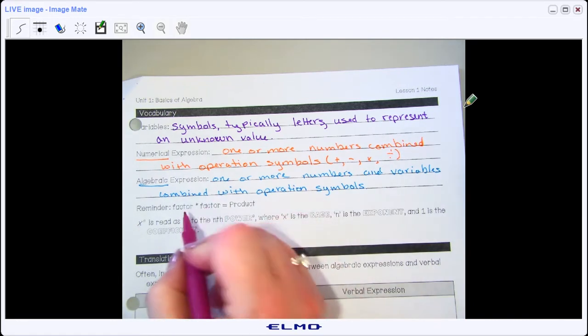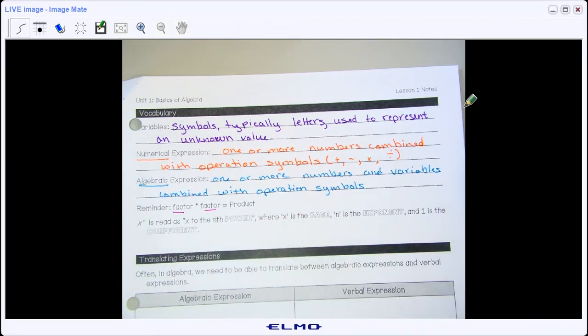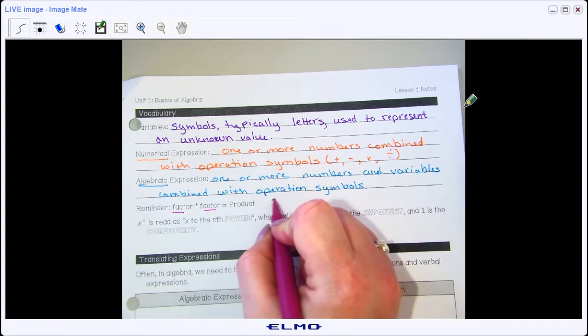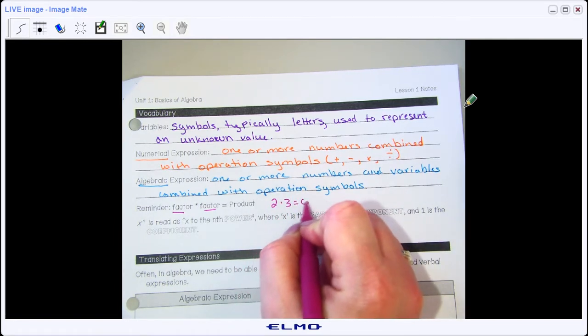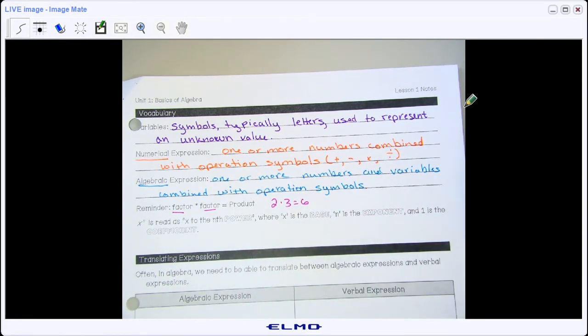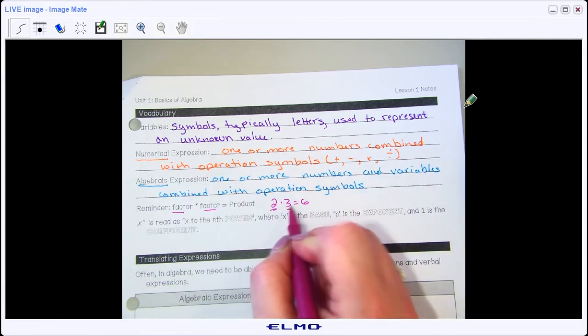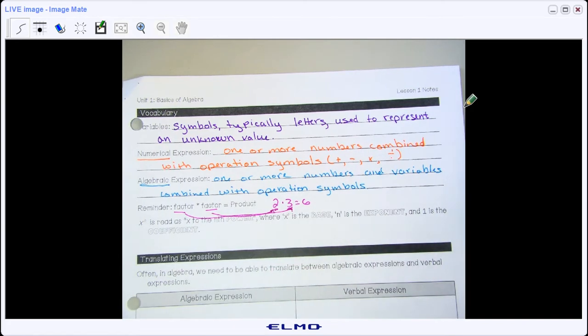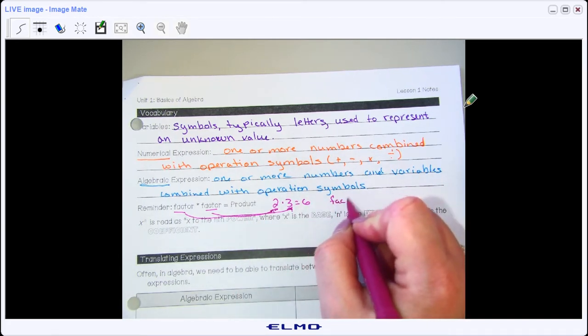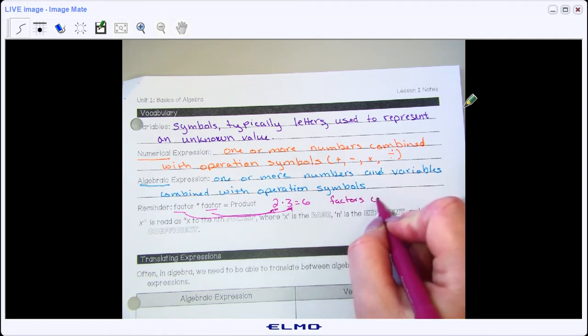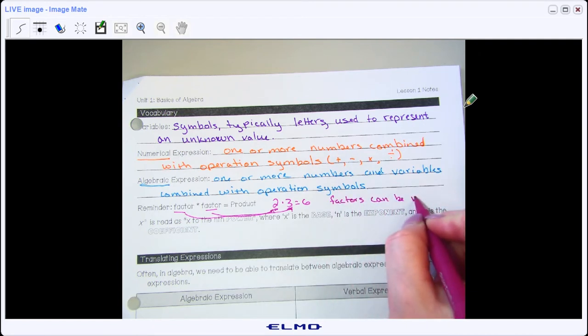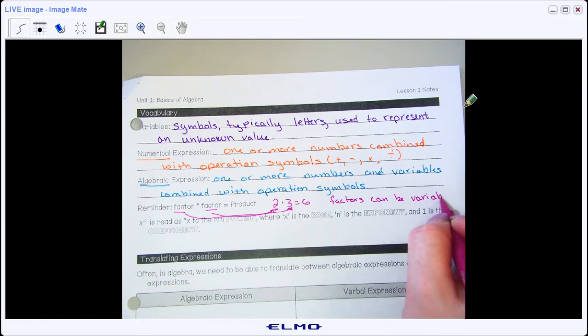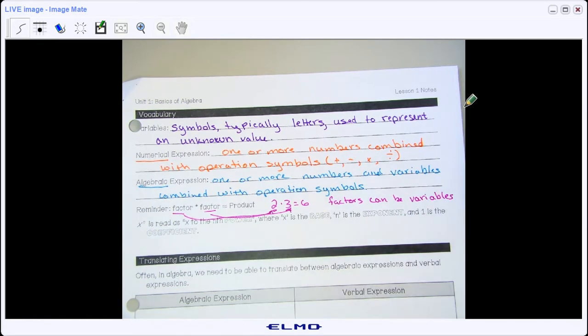All right. Reminder, whenever you're multiplying things together, those things being multiplied are called factors. So for example, 2 times 3 equals 6. 2 and 3 are your factors because they are being multiplied. 6 is your product. And then the other thing to keep in mind is your factors can be variables. Factors are not just purely numerical. They can also be variables.